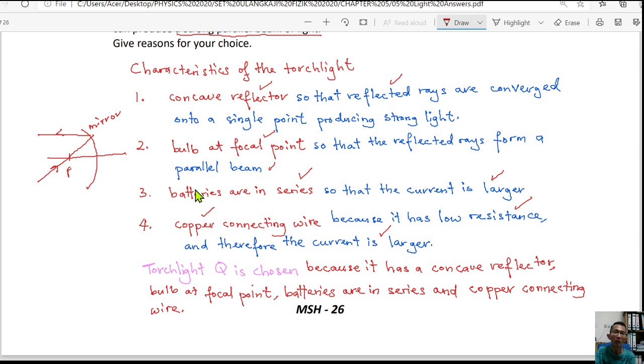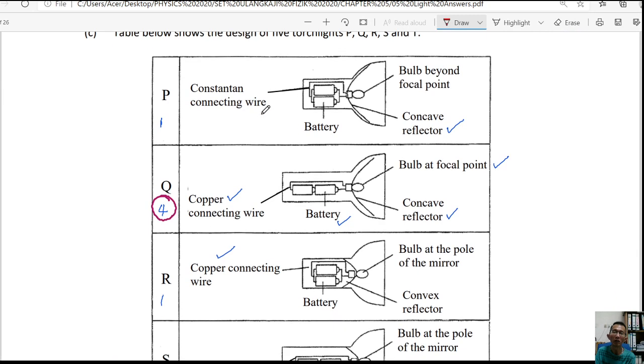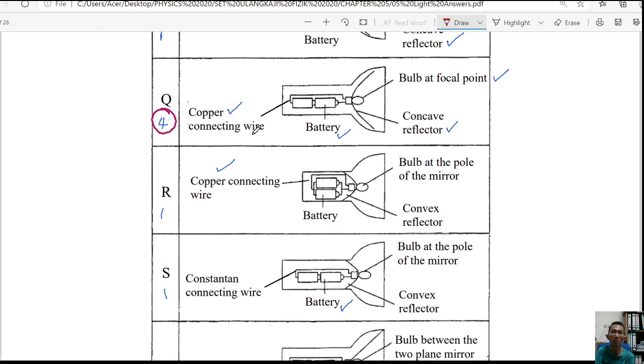So here are all the characteristics that I am choosing. Now we go back to the picture and we mark all the characteristics that we have chosen. Just now we have chosen concave reflector, bulb at the focal point, battery in series, copper connecting wire. So we just mark it on the picture given. Like this one, only copper connecting wire.